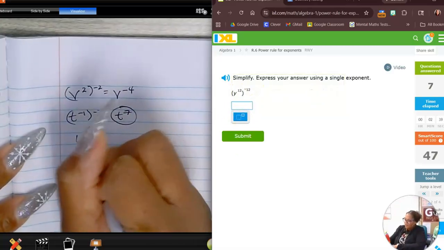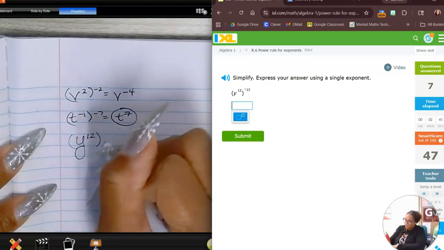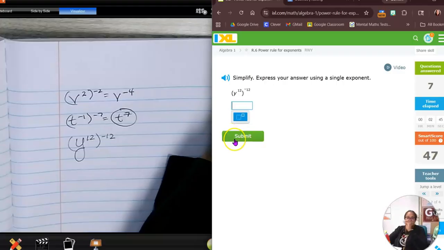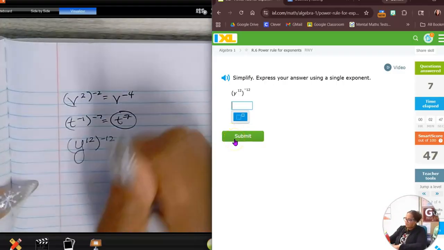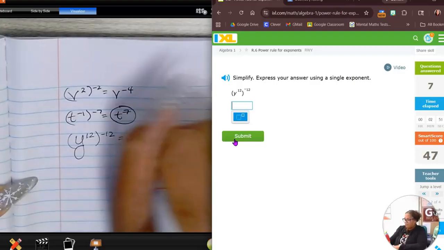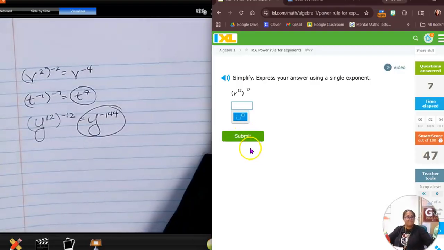And then y to the 12th power to the negative 12th power. So 12 times 12 is 144, and they're negative, so it becomes y to the negative 144th power. Say that 5 times fast.